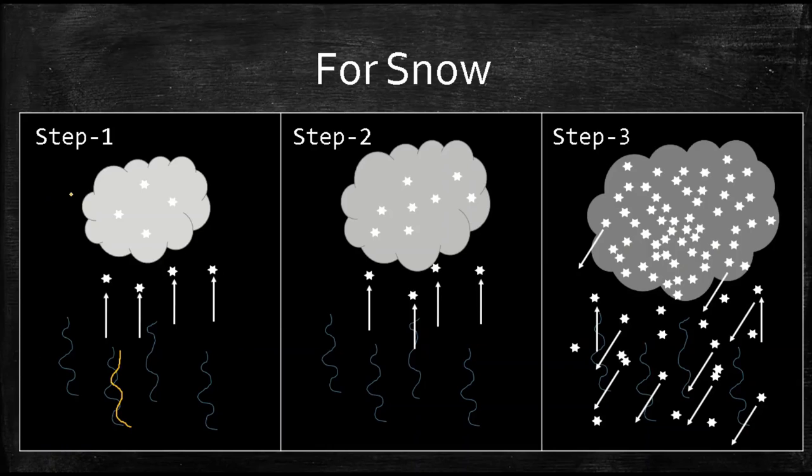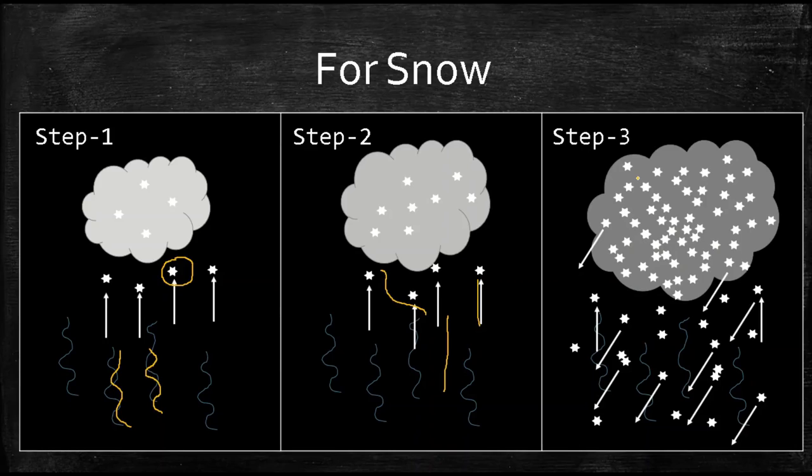So for snow formation, what happens? First of all, evaporation takes place on Earth's surface. When these evaporated water vapors reach a higher level where the temperature is freezing, these water vapors directly convert into tiny ice crystals. These tiny ice crystals are called snow. When these snow pieces or ice crystals stick to each other, they grow bigger and bigger. So they make bigger snowflakes.